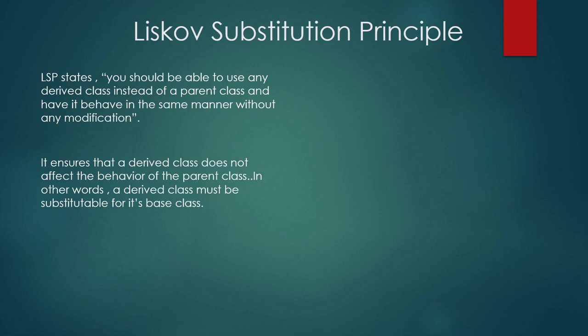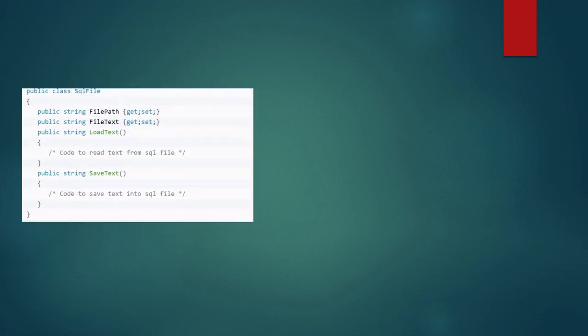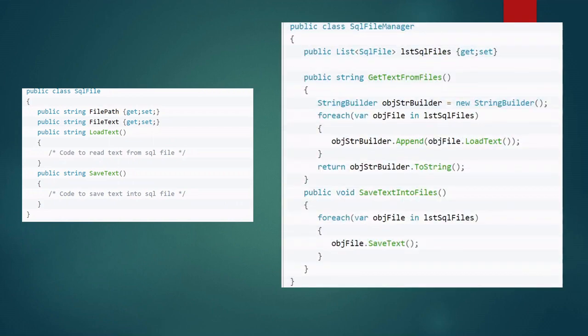So whenever we are using a base class, we should always be able to provide a child class as a substitute for the base class. Let's see that in an example. Let's say we have an SQL file class where we have two methods, load text and save text, and two fields, file path and file text. Now we have been asked to develop an application where we are saving the data, saving multiple files and maybe also showing the data.